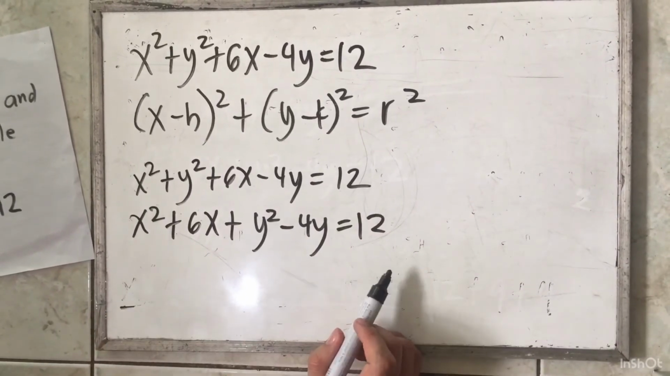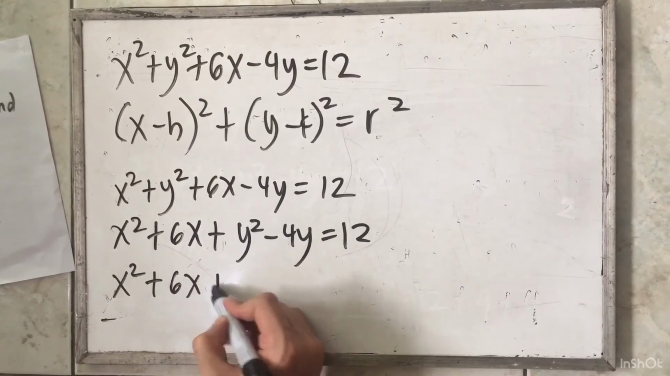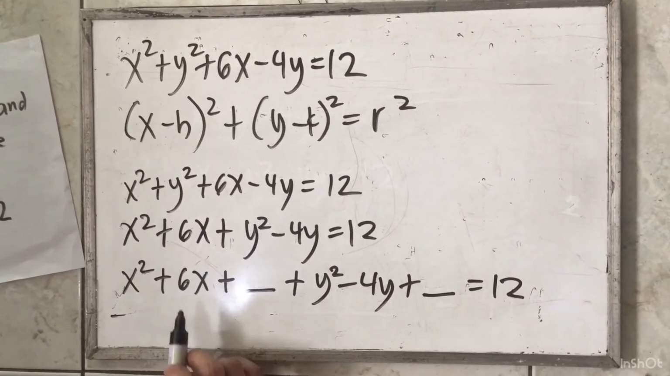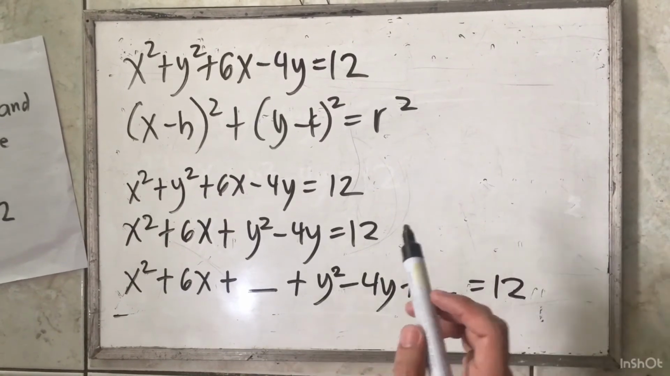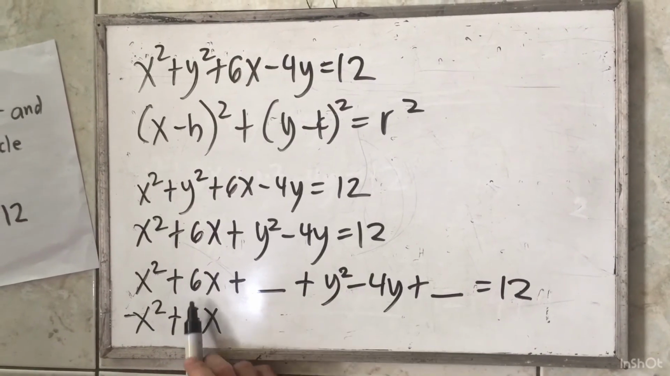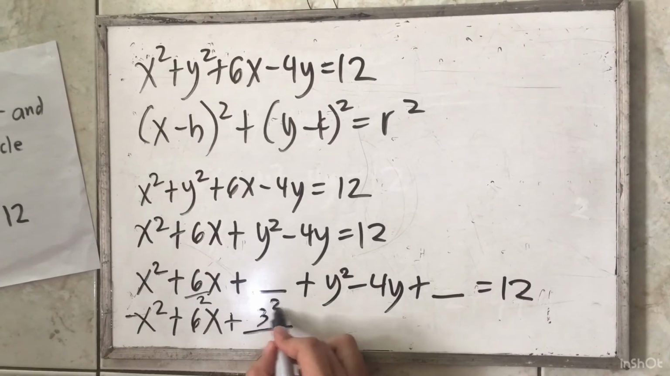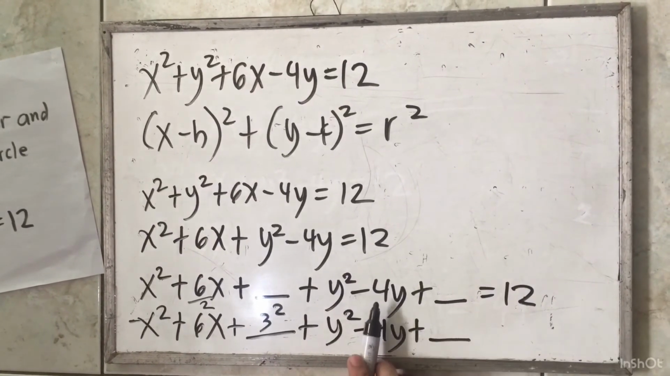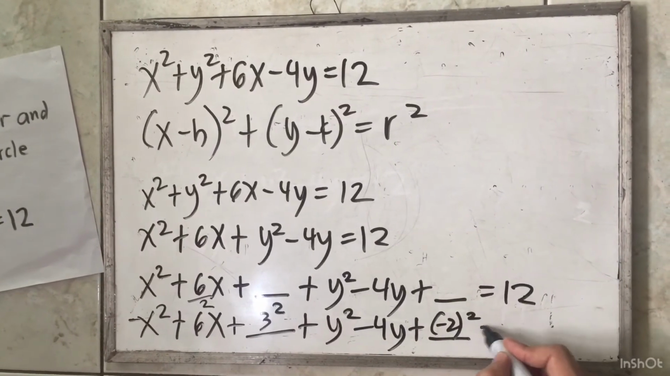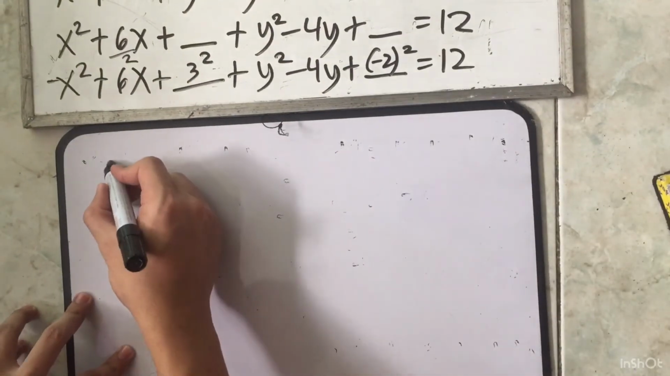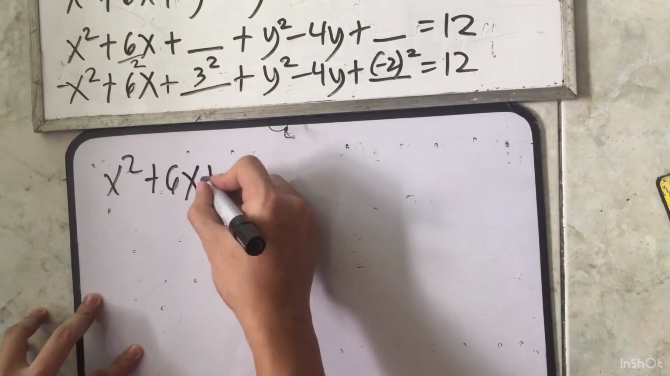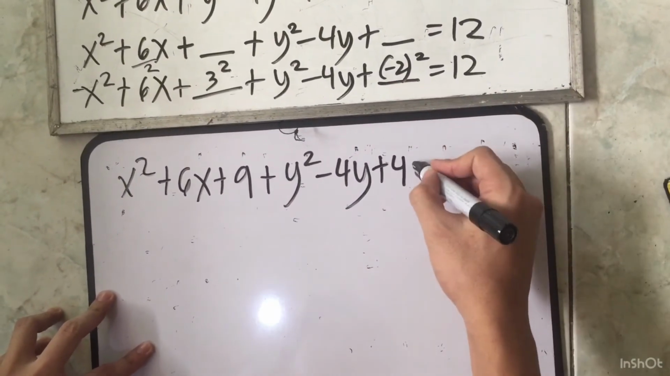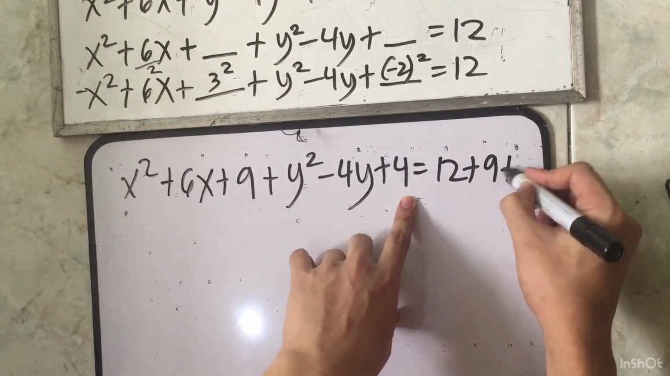By completing the square, it will become x² + 6x + blank + y² - 4y + blank = 12. We're going to divide 6 by 2 and -4 by 2 and then square the quotient. So it becomes x² + 6x + (6 divided by 2 is 3, squared) + y² - 4y + (-4 divided by 2 is -2, squared) = 12. Then 3 times 3 equals 9, and -2 times -2 equals 4, so it equals 12 + 9 + 4.